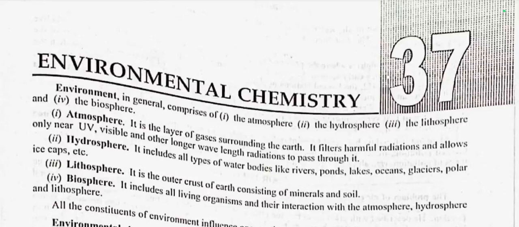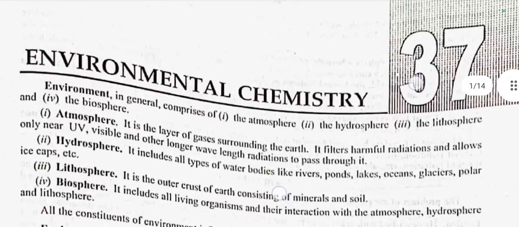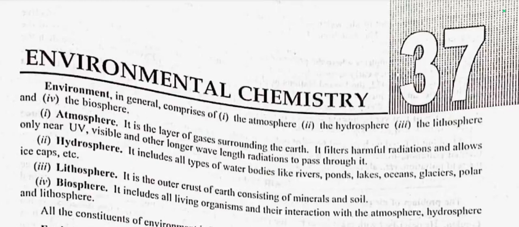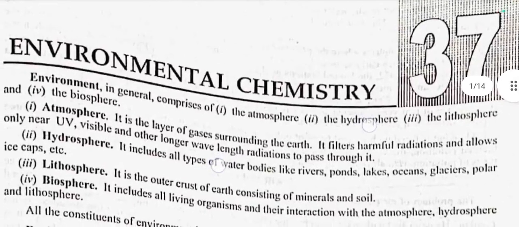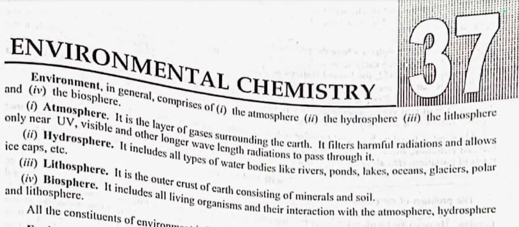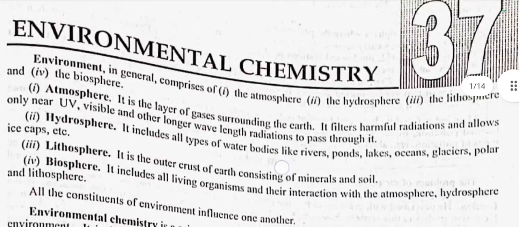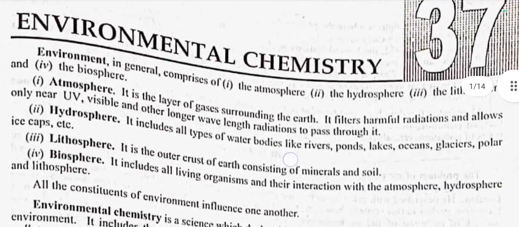Environment in general comprises, first, the atmosphere, second, the hydrosphere, third, the lithosphere, and fourth, the biosphere. First, atmosphere. It is the layer of gases surrounding the Earth. It filters harmful radiations and allows only near UV, visible and other longer wavelength radiations to pass through it.